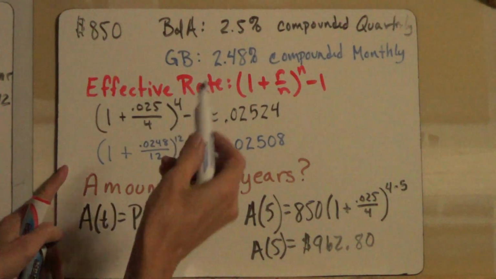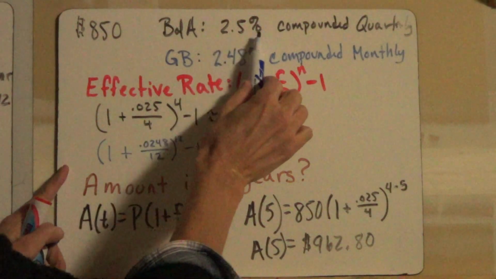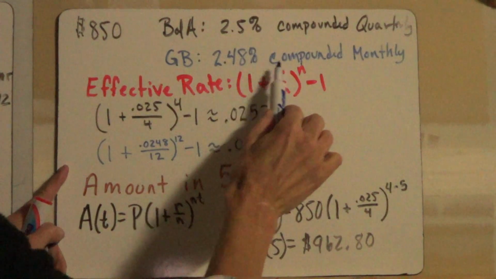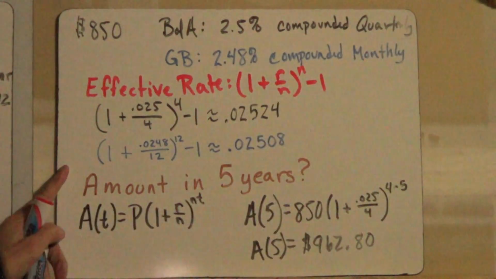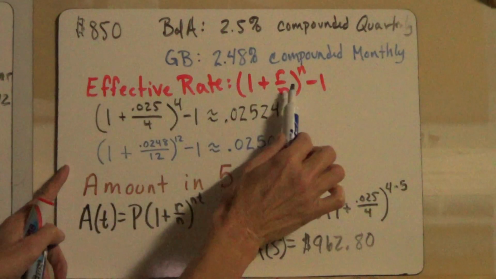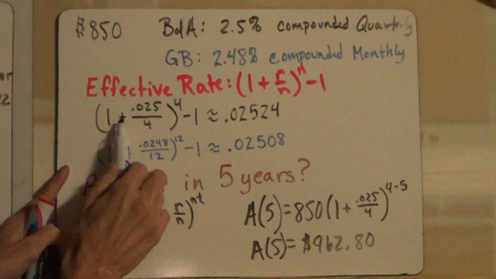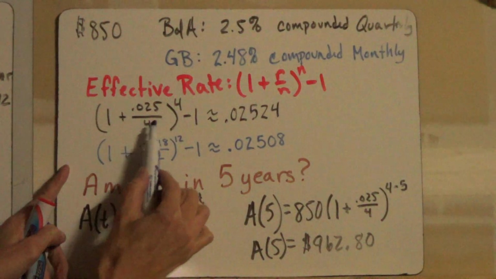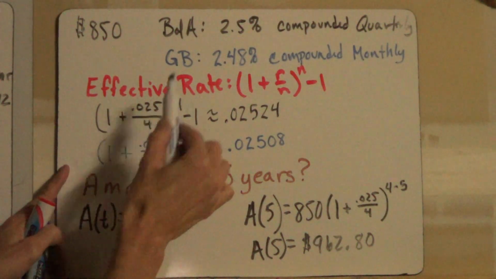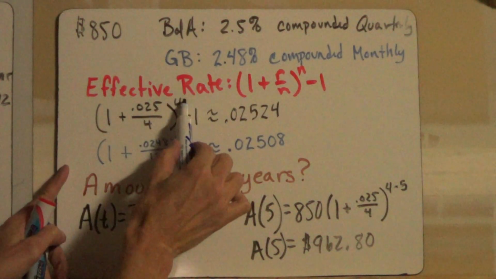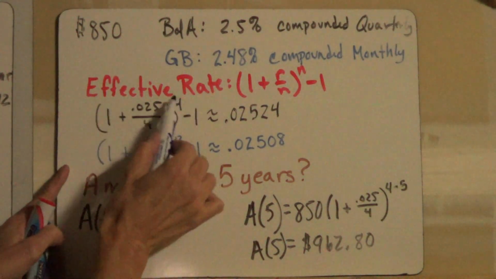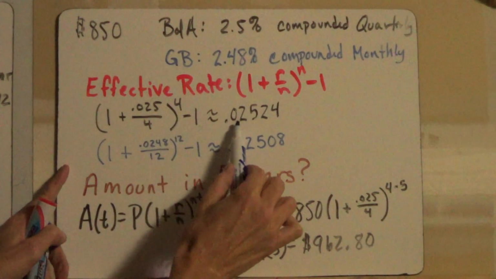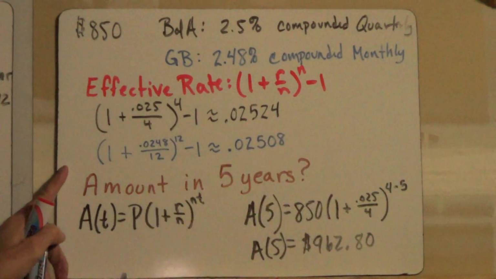Okay? So we have Bank of America at 2.5% and Great Basin at 2.48% compounded monthly. This one's compounded quarterly. So if we look at the effective rate, you would take the 1 plus the 0.025, it's compounded quarterly, divided by 4, raised to the 4. Now this is just for 1 year, so we just do 4 times 1. Now we take that, and we calculate it, subtract 1, and we get 0.02524.